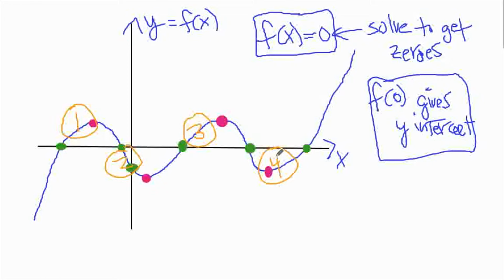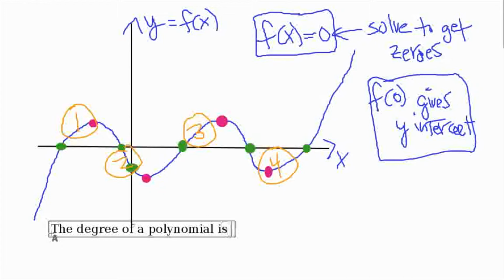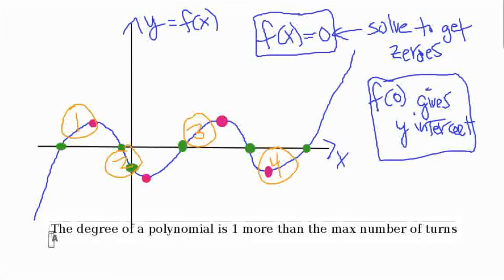Okay, now one reason that that's useful is because of the following fun fact. The degree of a polynomial is one more than the max number of turns its graph can have. So this graph has 4 turns, so the degree is 5 or bigger. It's a quintic, as they say, or something of bigger degree than that.